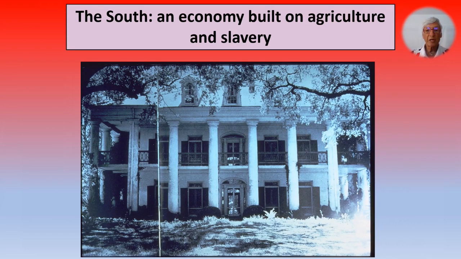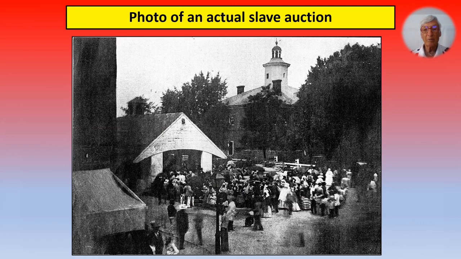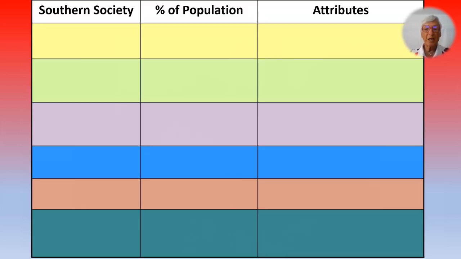We have this stereotypical view of the South with this plantation house and thought, well, we think maybe that's all there was to it. Well, the South was an economy built on agriculture and slavery, but they didn't all live in houses like that. Here, by the way, is a photo of an actual slave auction, human beings being treated as property, bought and sold. Hard to imagine today, but that was the case. But the society was not what we stereotypically think of.